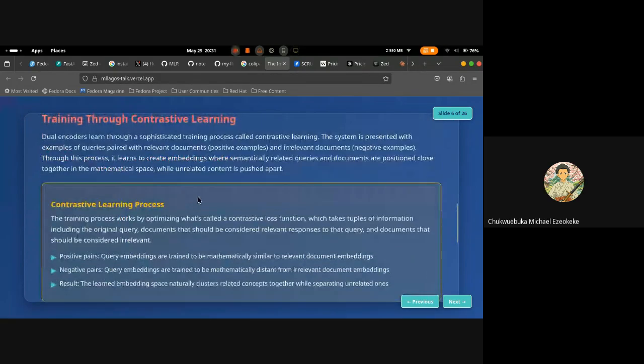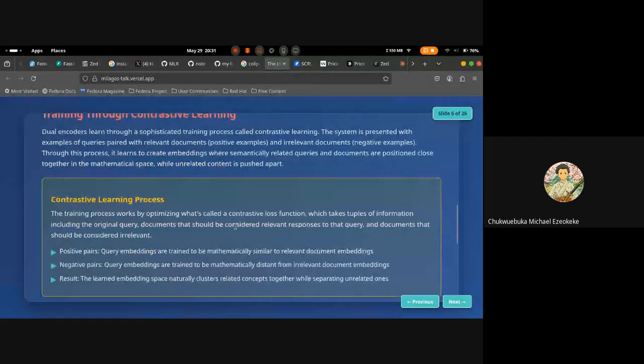Training through contrastive learning. Dual encoders learn through a sophisticated training process called contrastive learning, where you train the encoders. Through this process, it learns to create embeddings where semantically related queries and documents are positioned close to each other in mathematical space, while unrelated content is pushed apart.